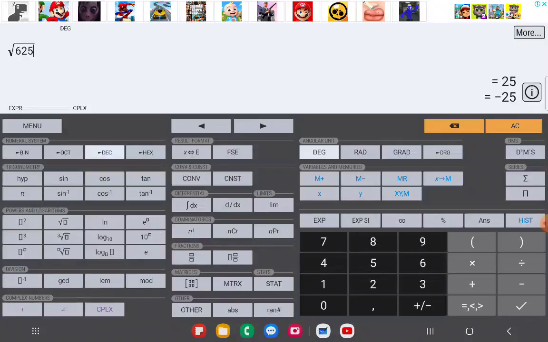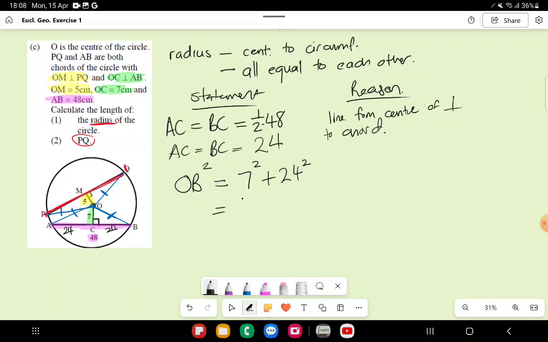Okay, so now I know OB squared is 625, and OB is the square root of that, so that is going to be 25. I only do plus because it is a length. Lengths are positive. So OB is 25, and that is the answer to question number 1.